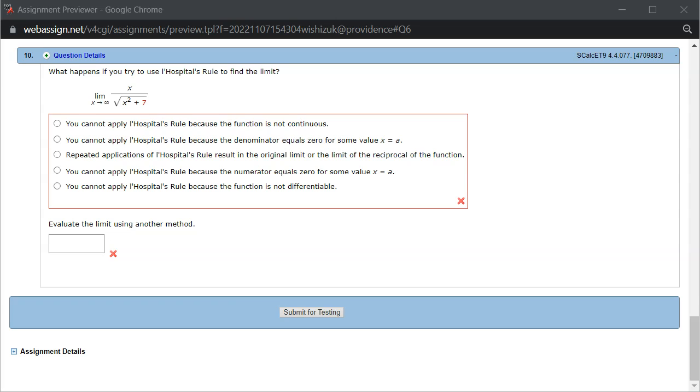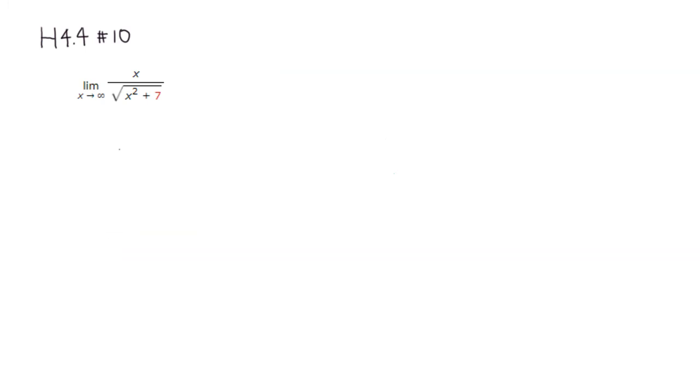All right, let's look at homework 4.4, problem number 10. There's a slight complication in applying L'Hopital's rule. This is a great example. Let's just give it a try and see what happens. First, I don't like the square root, so I'm going to rewrite this part as the quantity x squared plus 7 to the 1/2 power.